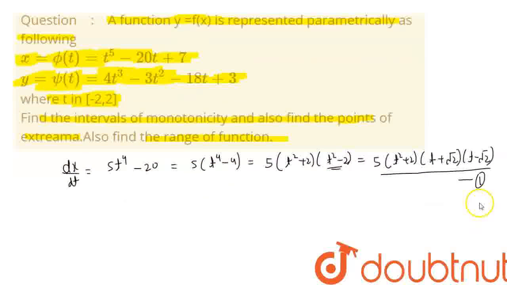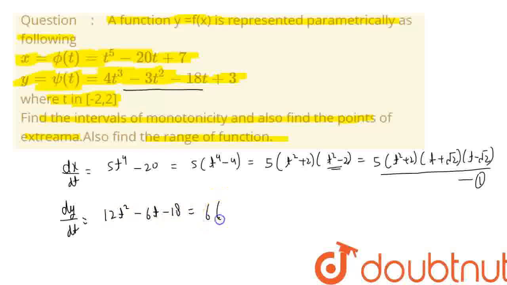Now similarly we are going to find the value of dy by dt. So here we have dy by dt equals, if we differentiate this expression, 4 3s are 12. So we have 12t square minus 3 2s are 6 times t minus 18. So now we are going to take 6 common out from this. So if we take 6 common out, then inside we are left with 2t square minus t minus 3. Now for solving this we are going to factorize it.